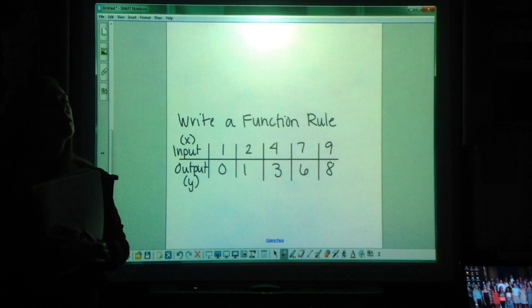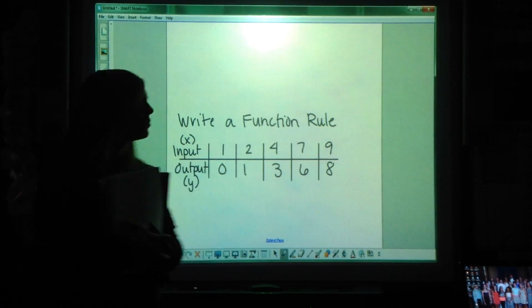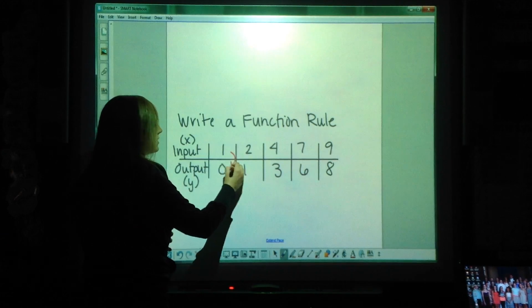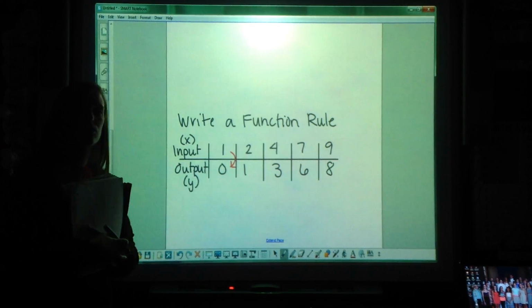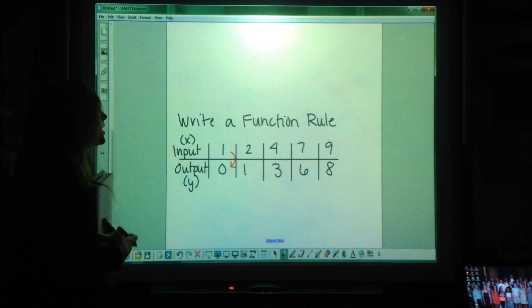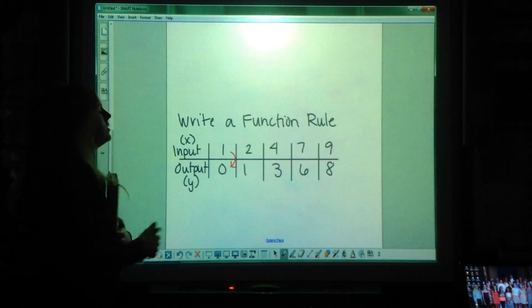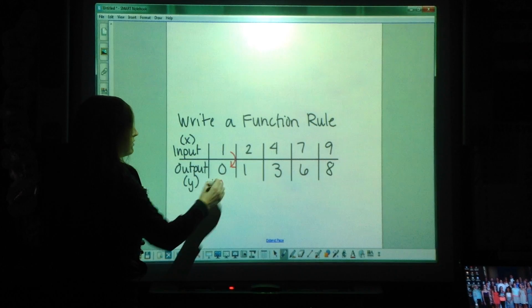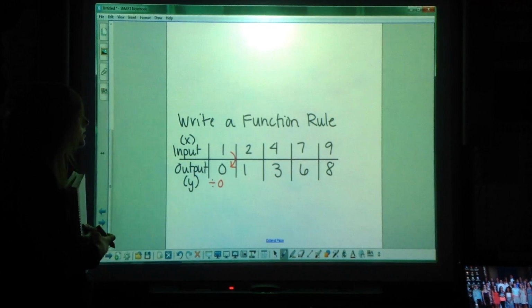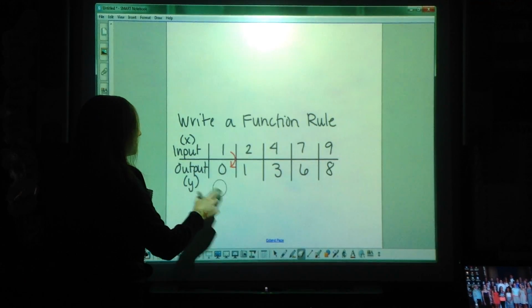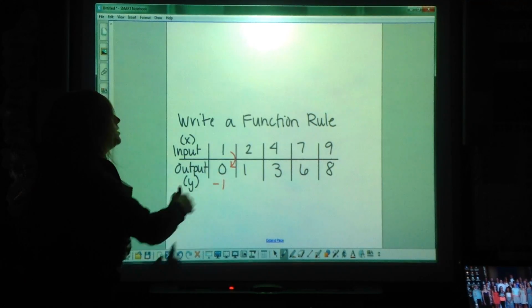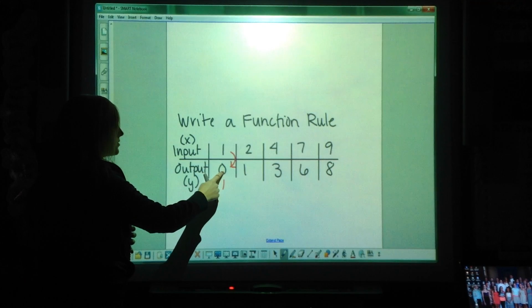Okay, to write an equation, to write a function, to write a rule, you need to figure out how we get from the inputs to the outputs. Sometimes there's more than one way, so you're going to have to test a couple inputs to outputs. From here to here, it looks like I can divide by 0. Nope, never divide by 0, just kidding. Looks like the only way I can do this is subtract 1. 1 minus 1 equals 0.